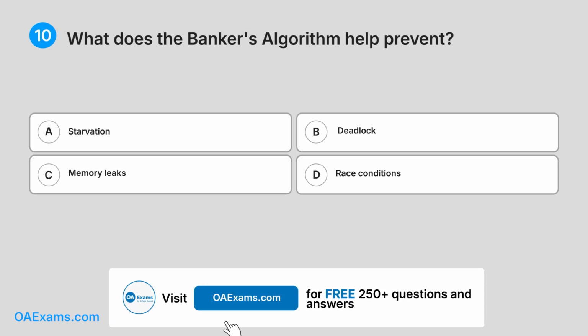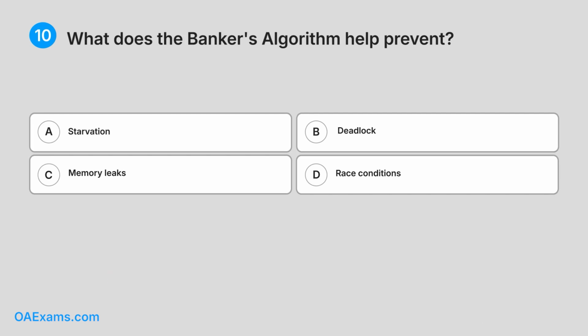10. What does the banker's algorithm help prevent? A. Starvation. B. Deadlock. C. Memory leaks. D. Race conditions. What do you think is the answer?